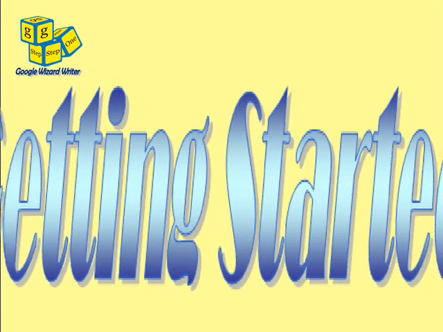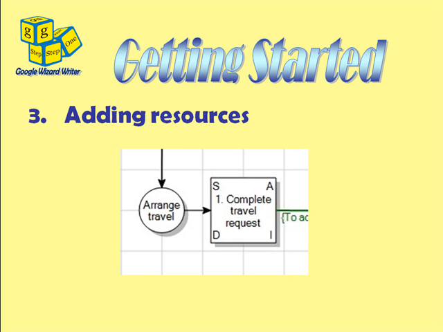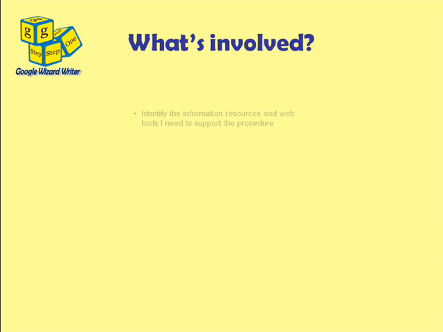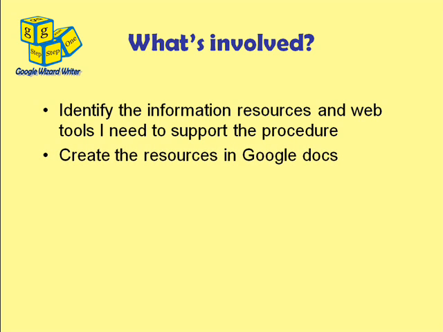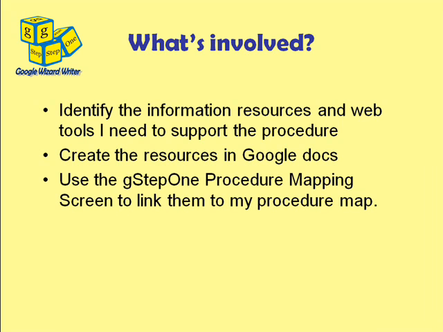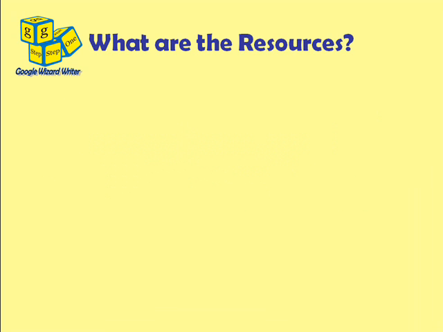Welcome to getting started with gStepOne and to your third step in creating Google Wizards, adding resources to your procedure. You do this in 3 steps. Identify the information and tools you need to support the procedure. Create the resources in Google Docs, and then use the gStepOne procedure mapping screen to link them to your procedure map. But before we start, what are these resources?